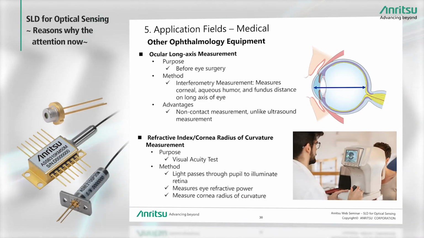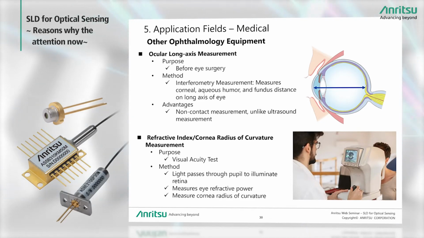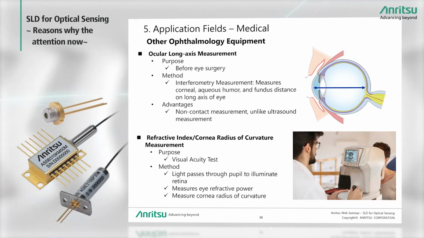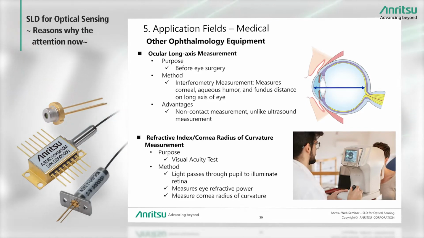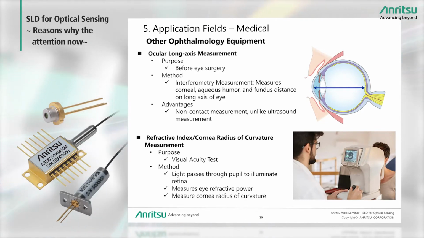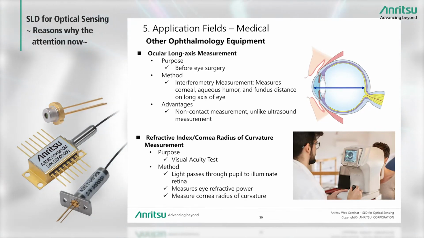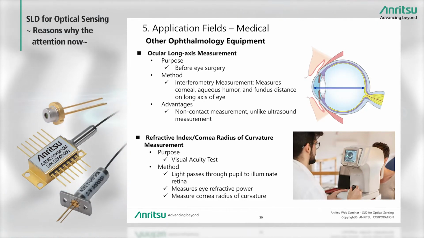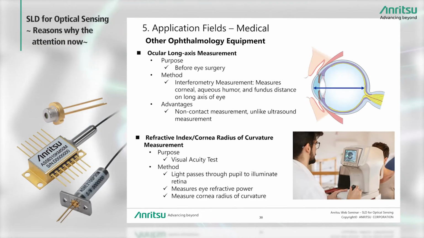This slide shows some other ophthalmology equipment applications. Typical examples are equipment for measuring the long axis of the eye, which is necessary before a cataract surgery to design a plastic lens with the optimum focal correction before implantation. This method of optical interferometry measures the corneal, aqueous humor, and fundus oculi distances. As with other OCT types, these are all non-contact measurements.